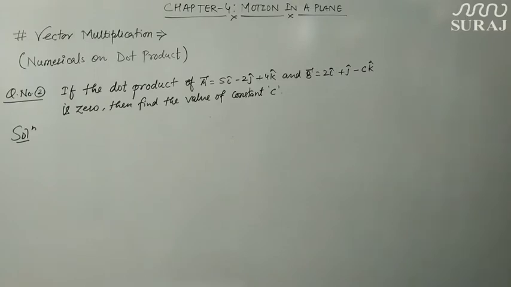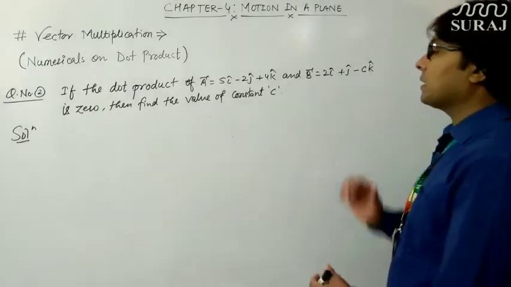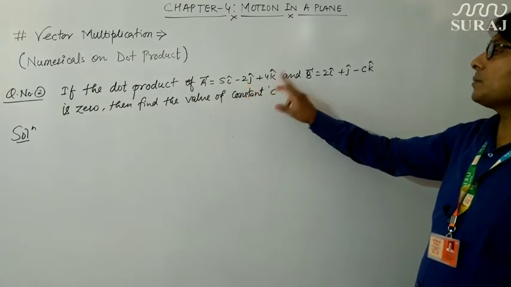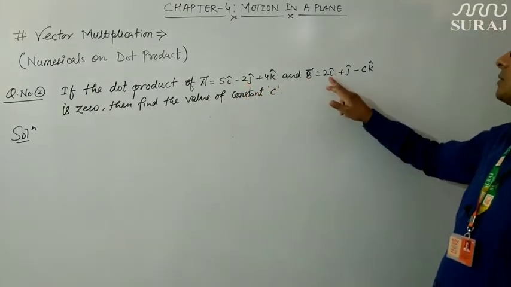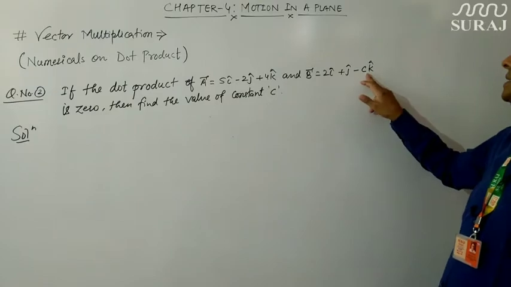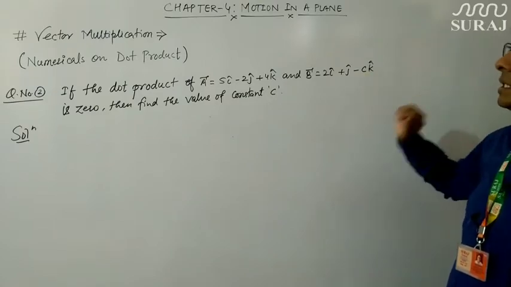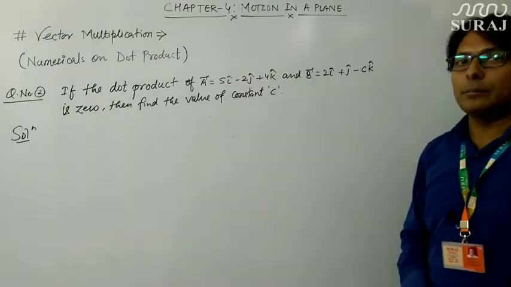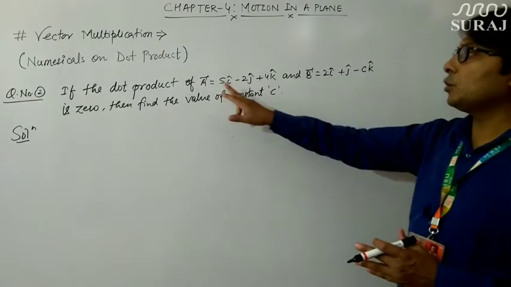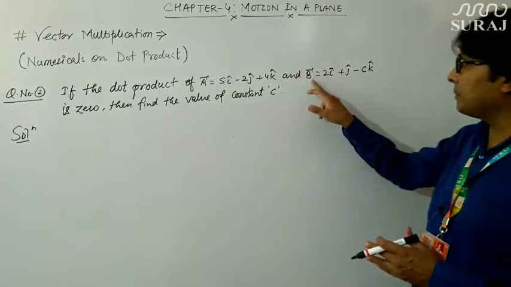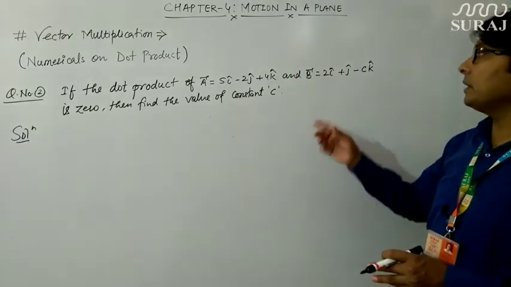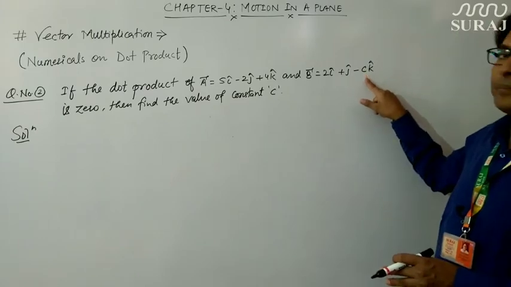So the next question is, if the dot product of a vector, which is 5 i cap minus 2 j cap plus 4 k cap, and b vector, which is 2 i cap plus j cap minus c k cap, where c is a constant, is 0, then find the value of constant c. Means we have been given that the dot product of this a vector and b vector is going to be 0. So we have to find the value of this constant c.